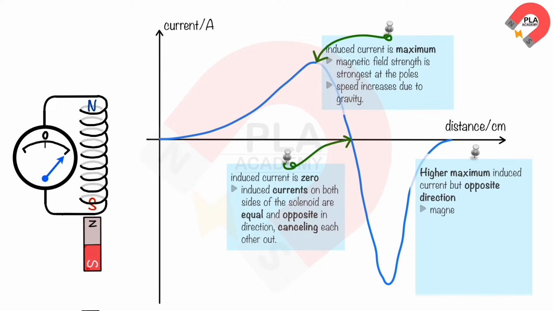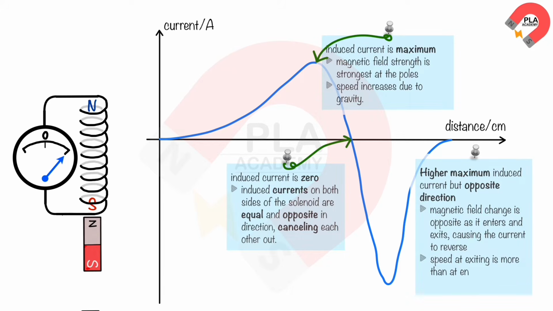This is because the magnetic field change is opposite as it enters and exits, causing the current to reverse. The peak induced current at exit can be higher than at entry. This is because the speed of the magnet at exiting is more than at entering due to gravity.